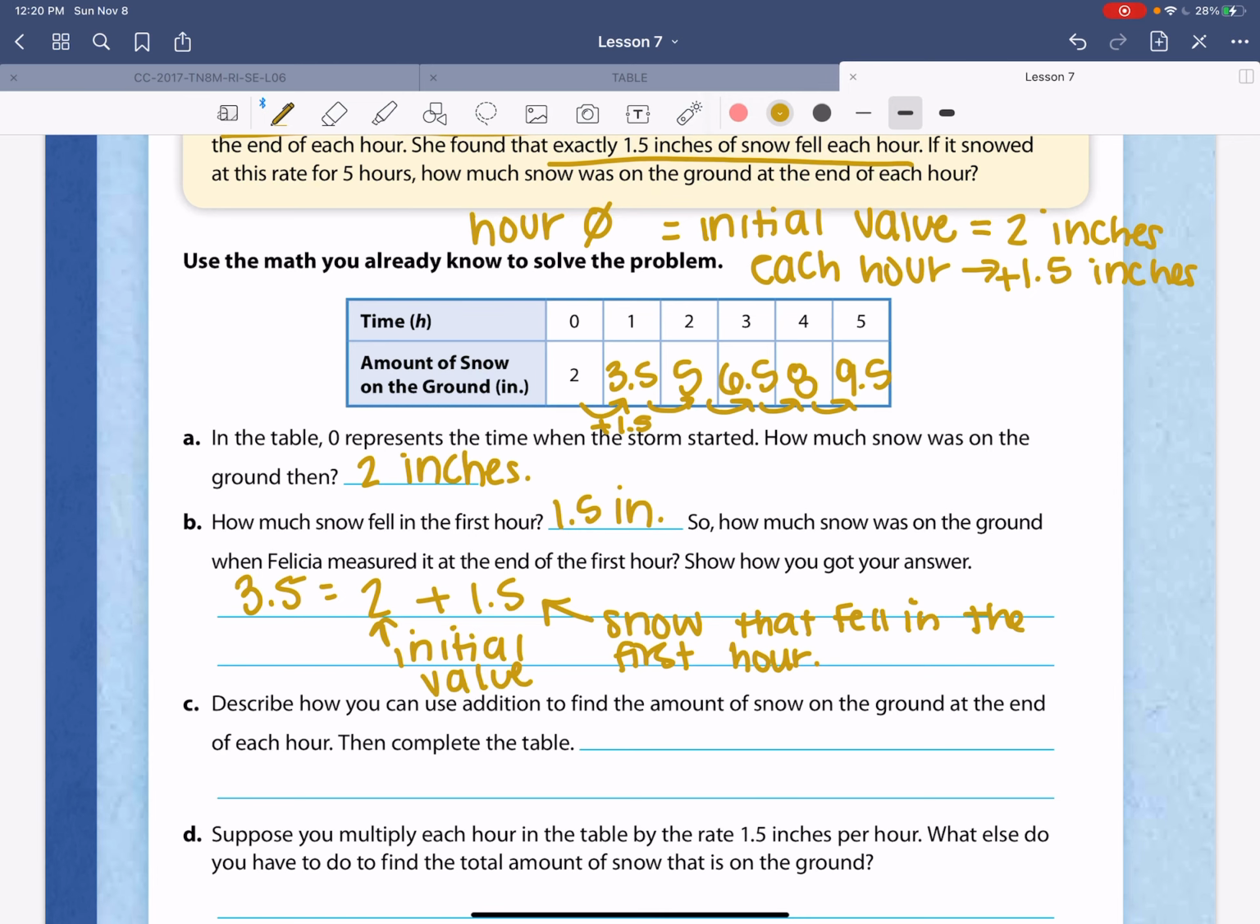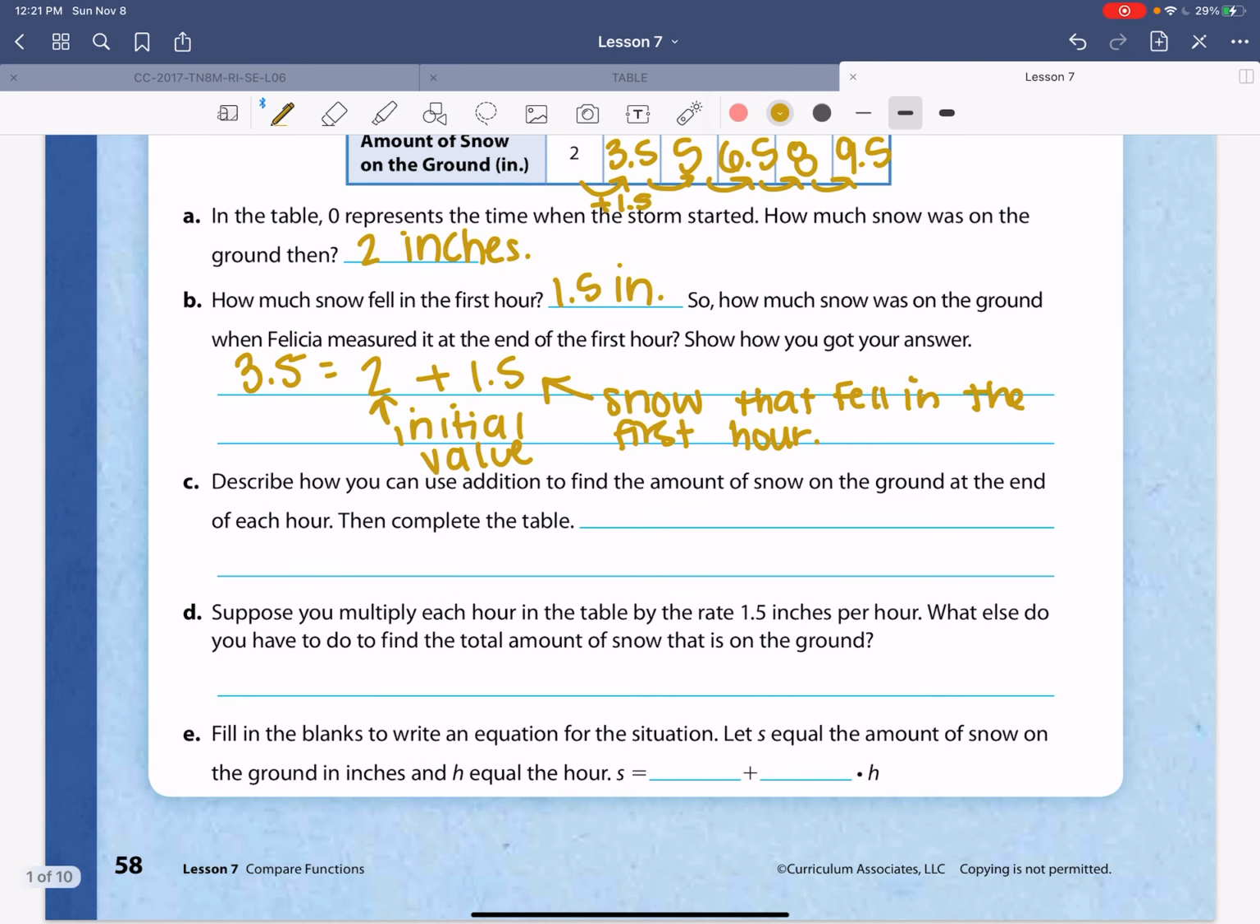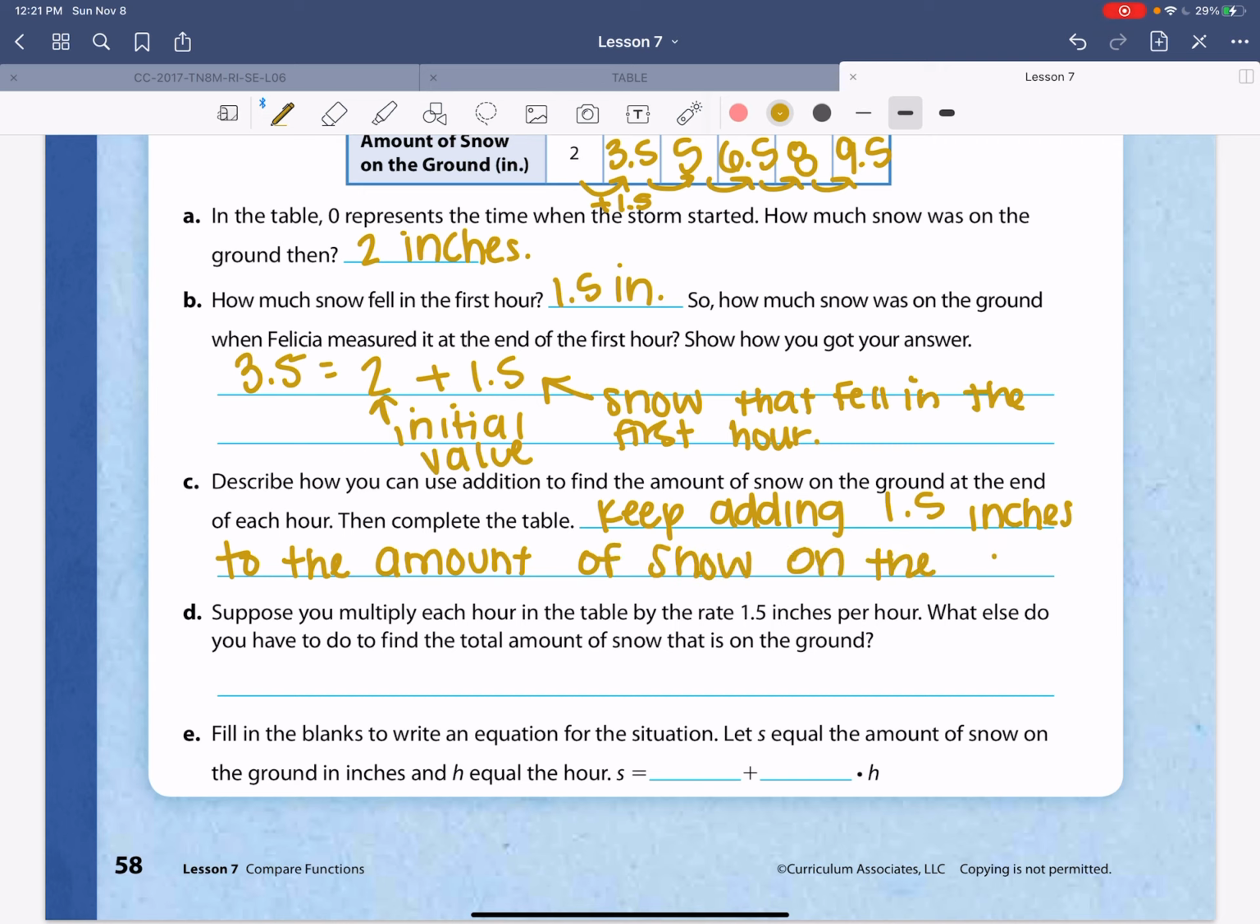Okay. All right. C, describe how you could use addition to find the amount of snow on the ground at the end of each hour. Then complete the table. So I kind of did this backwards, but it's okay. So what you could do is what I did. I kept adding 1.5 inches to the amount of snow on the ground at the end of the previous hour.